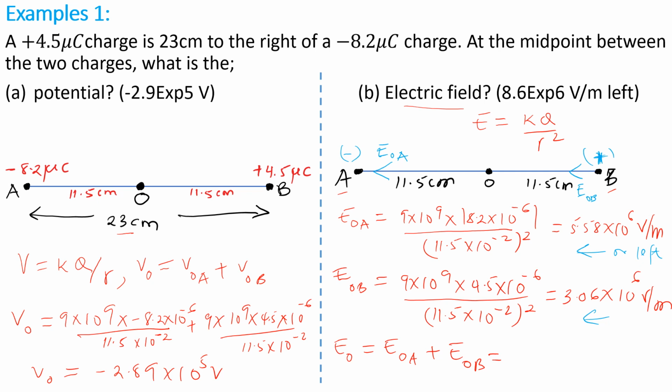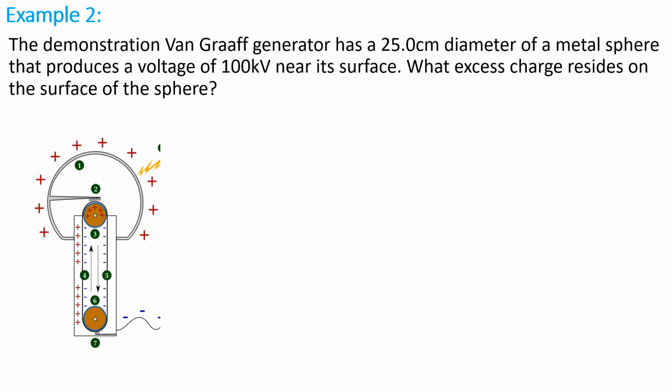If you add these two values that we have got, carefully dialed in your calculator, you get 8.64 times 10 to the power 6 volts per meter. This is the magnitude. Again, we need the direction. Since all of them were to the left, the resultant is also going to be to the left. Next example.